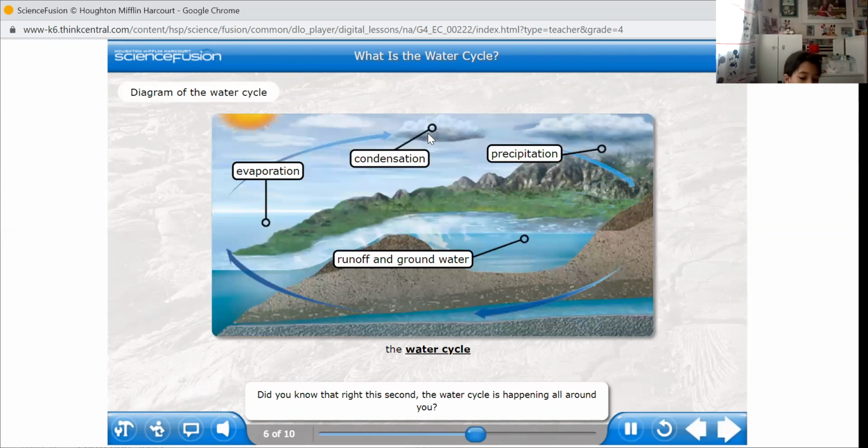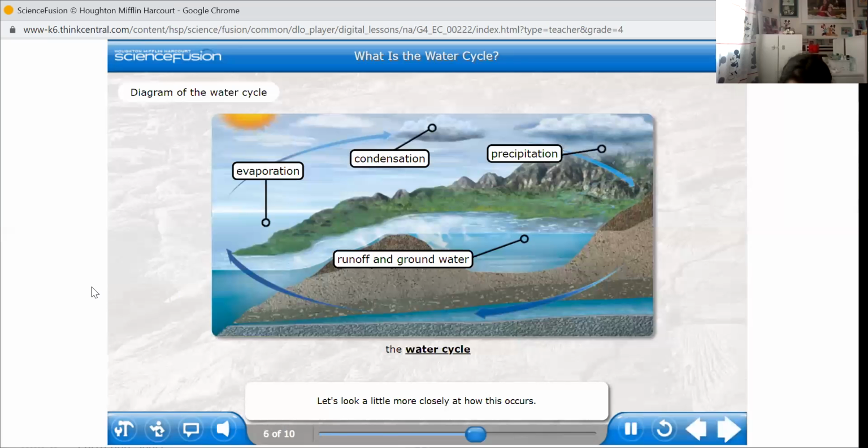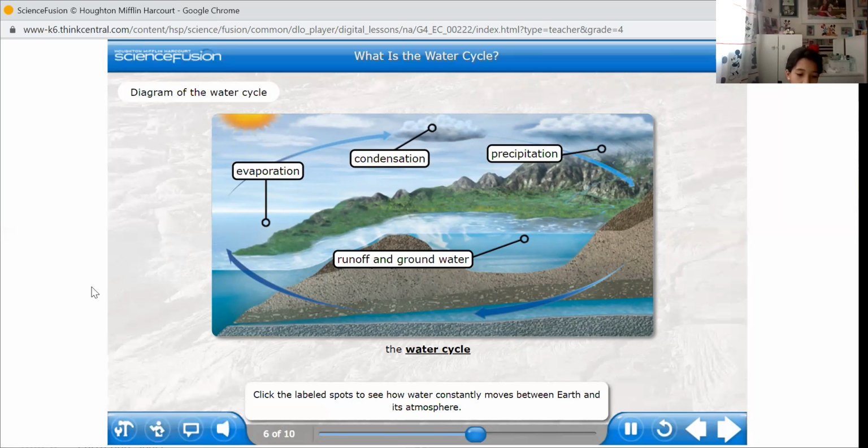Did you know that right this second, the water cycle is happening all around you? It doesn't happen only in certain hot and wet areas, but all over the planet, everywhere, and all the time. Let's look a little more closely at how this occurs. Click the labeled spots to see how water constantly moves between Earth and its atmosphere. Now, this is the picture of the water cycle and all the processes that can happen in the water cycle.